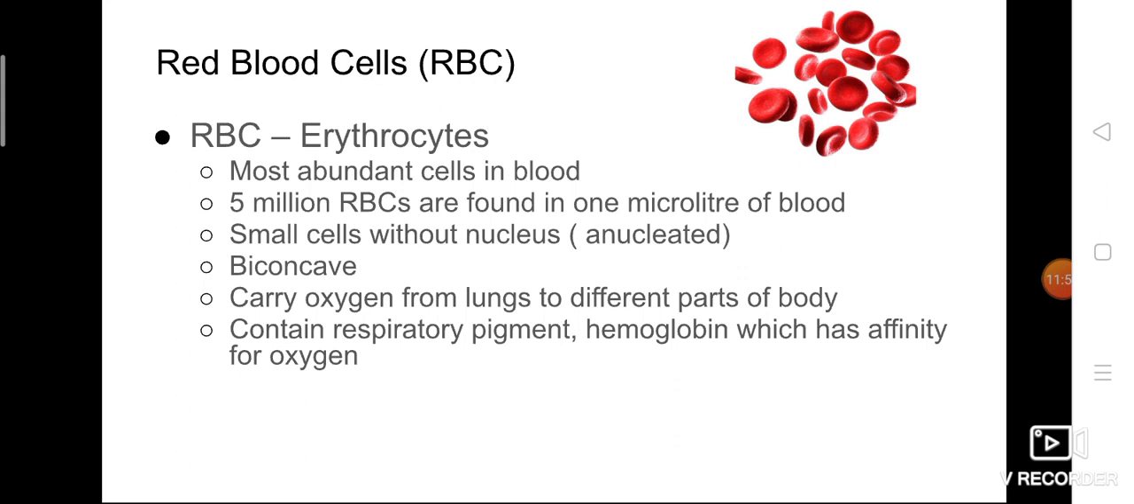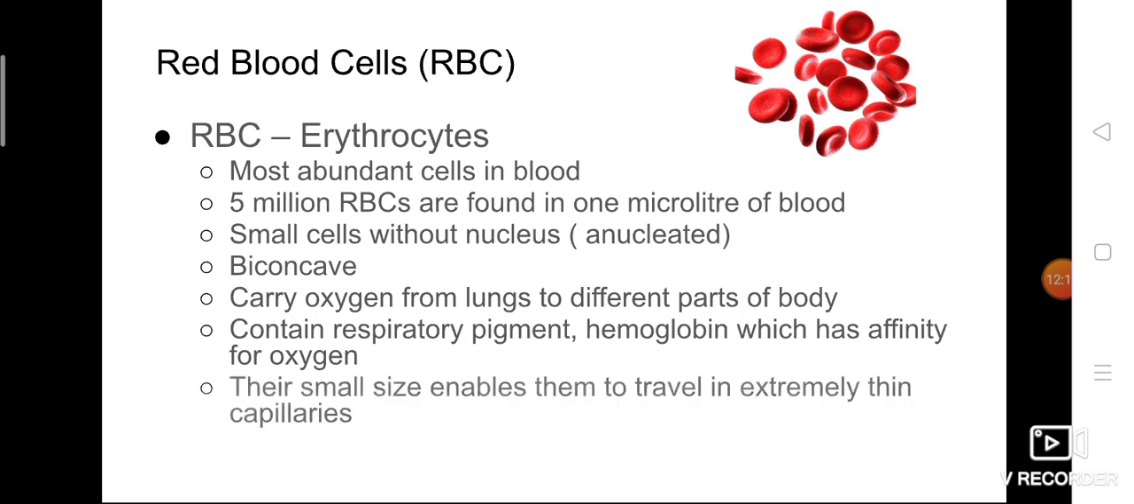Where is the hemoglobin pigment present? It is present in RBC. So the RBC cells present in the blood bind with the oxygen and transport this oxygen to all parts of the body. So the oxygen plus hemoglobin binding is called oxyhemoglobin. They are called what?